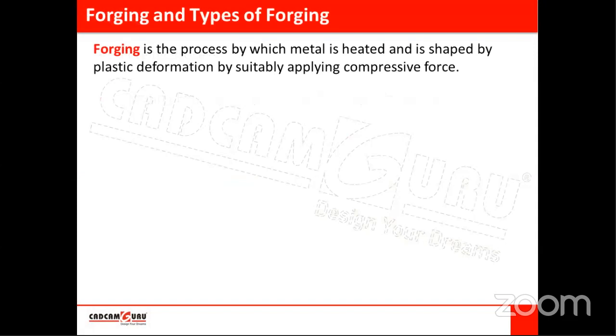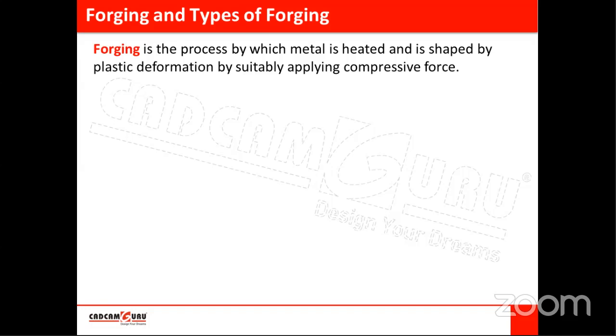So what is forging? Forging and types of forging. Forging is a process by which metal is heated and shaped by plastic deformation, by suitably applying compressive force. Here we are applying compressive force on the heated metal, the heated component, and it is shaped by plastic deformation. What do you mean by plastic deformation?